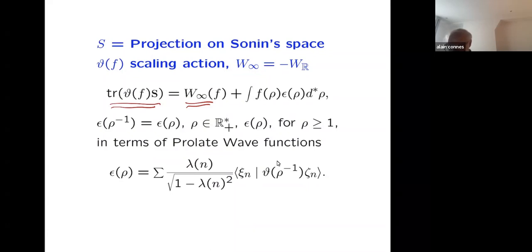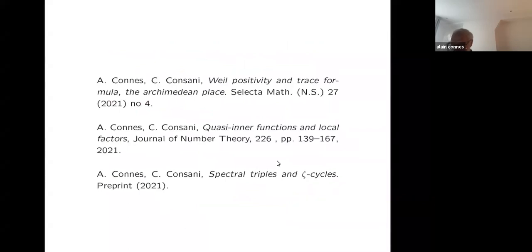So in other words, what this operator does, these are the Dirac notations where you take the brackets and so on. And there are coefficients which are coming from the eigenvalues of the Prolate wave function. So let me tell you a few words about this Prolate wave function because they will enter everywhere later. Okay, so there are these 3 papers.